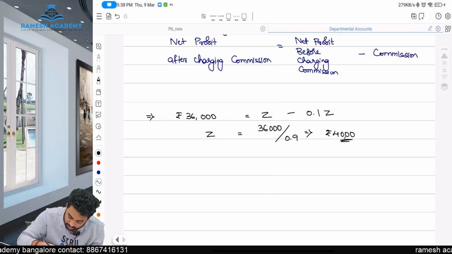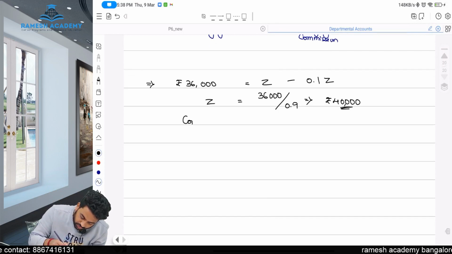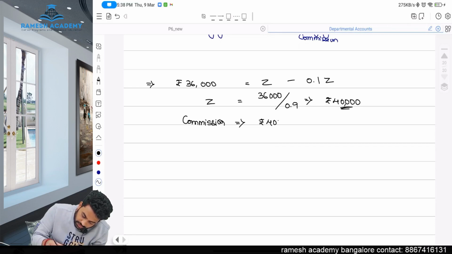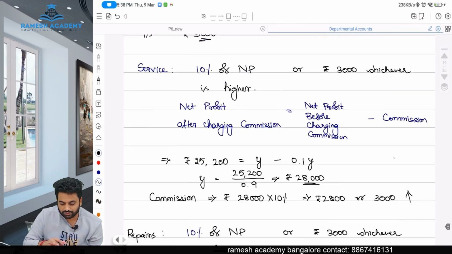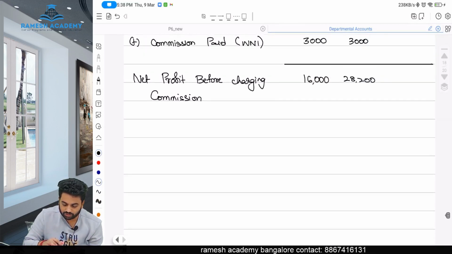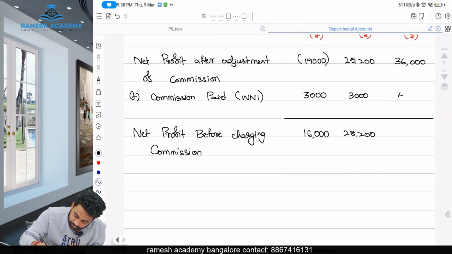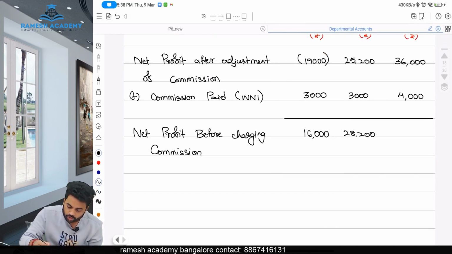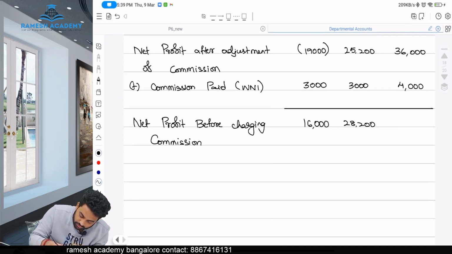Total is 40,000 and commission is 4,000. As it is greater than 3,000, we can take it directly. We paid 4,000 as a commission for the repairs guy. So his profit before charging such commission was 40,000 rupees.